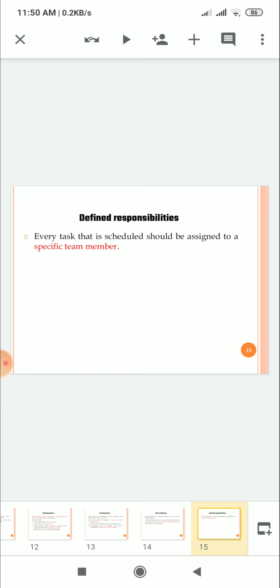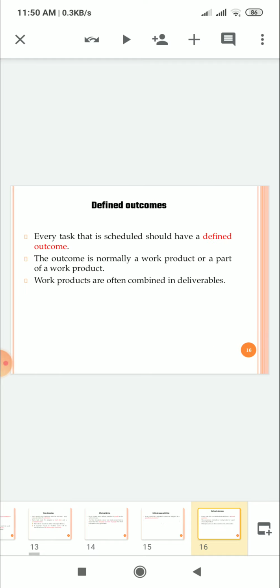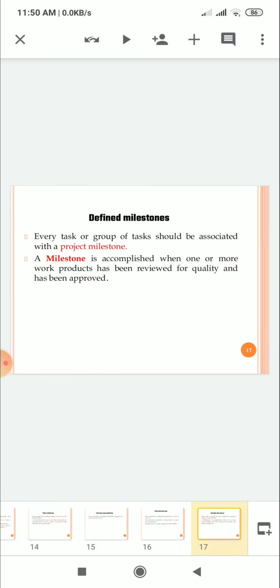What are the defined responsibilities? Every task that is scheduled should be assigned to a specific team member. Defined outcomes: every task that is scheduled should have a defined outcome. The outcome is normally a work product or a part of a work product. Work products are often combined in deliverables. What are defined milestones? Every task or group of tasks should be associated with a project milestone. A milestone is accomplished when one or more work products have been reviewed for quality and have been approved.